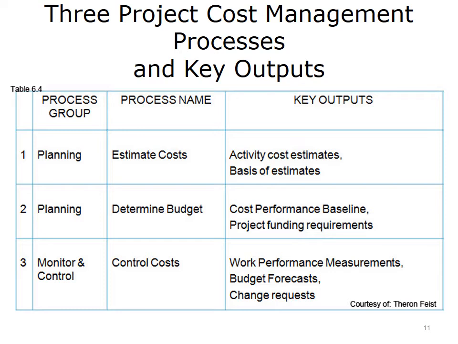The key outputs for each of the three project cost processes are indicated on this table. The key output of estimating costs is the activity cost estimates and the basis of estimates. The key outputs for the determine budget activities are the cost performance baseline and project funding requirements. The key outputs for the control costs activity are work performance measurements, budget forecasts, and change requests.